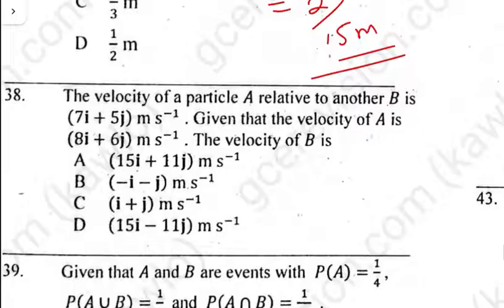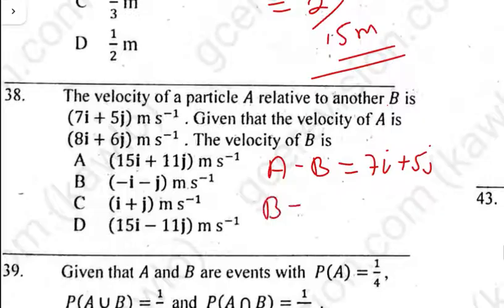Since it's a relative velocity, you know that A relative to B means A minus B, and this gives us 7i plus 5j, and we have been given the value of A. So how do you get the value of B? B will be equal to A minus this value. So our B will be equal to A minus (7i plus 5j).